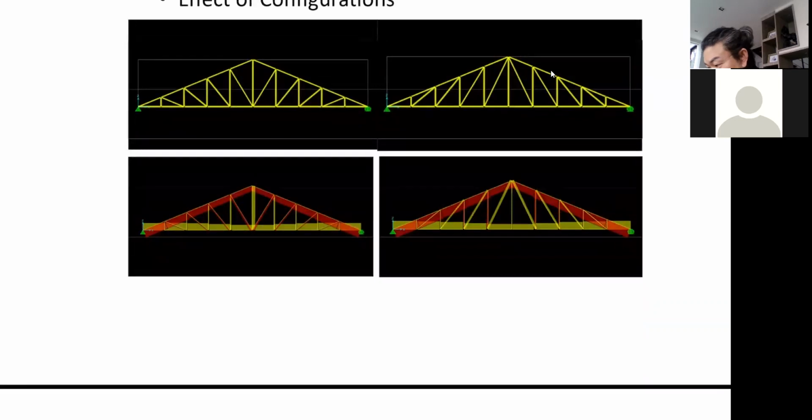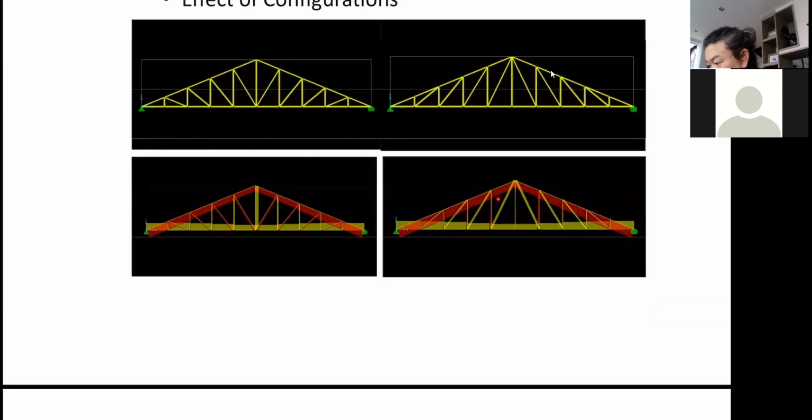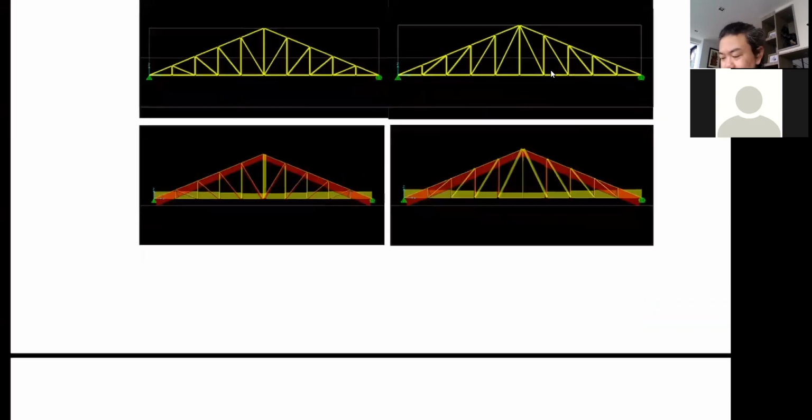Okay, so right here, if you choose the proper configuration, the long diagonal webs will have tension instead, but this will have compression. So now you see which configuration you should use, right?